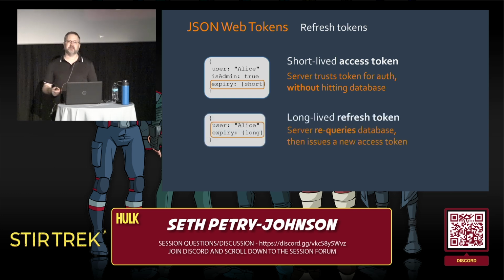The second token is a longer-lived refresh token, and the only thing it contains are the user identity and a longer expiration date. So if the access token has expired, but the refresh token is still good, the client can pass the refresh token to an API endpoint and get a new updated access token. And to generate that new access token, the server would requery the database to get Alice's current data to make sure the new token is accurate and valid. So that allows you to regularly reauthorize the user, making sure that their credentials are still accurate without making them log in constantly.